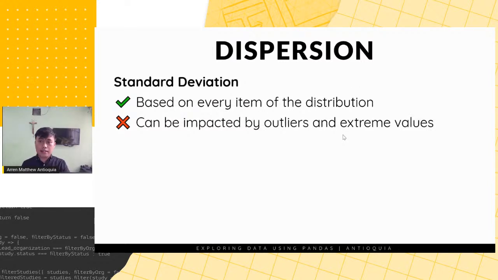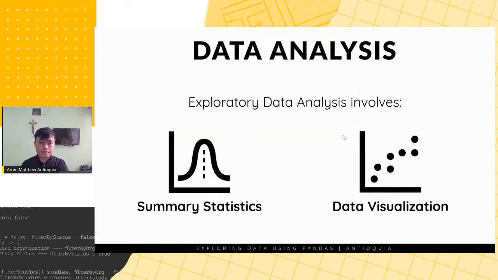Dun papasok si standard deviation or si variance. This one is based on every item of the distribution. However, it can be impacted by outliers and extreme values, right? And so we're done with the summary statistics.